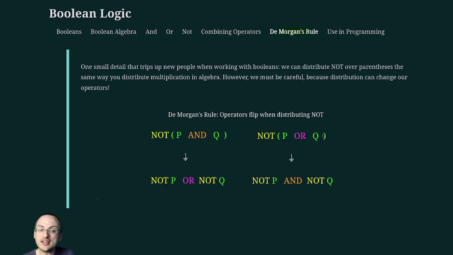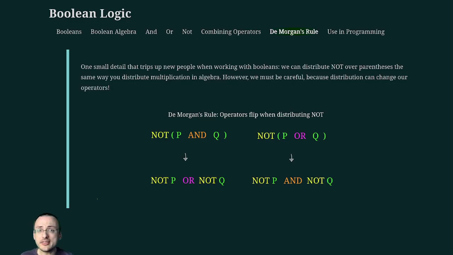If we know that this whole thing here, P or Q, is false, then the only way that this whole thing ended up false was if this part was false and that part was also false. So when we distribute out the not, we end up with not P and not Q, because every single part of this had to be false to negate the whole thing.